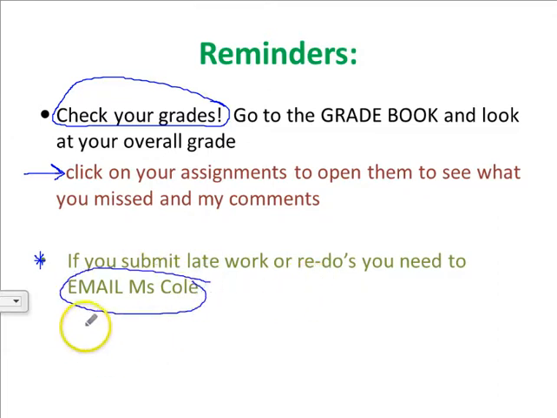And then just a heads up, if you're submitting late work or redos, it does take me a little bit longer to grade those assignments than grading the current work. So my priority is to grade all the current work, and then I start grading the redos and the late assignments. So if you turn late work in late, do be patient. The best way to get your work back in the most timely manner is just to make sure you get your work in on time.